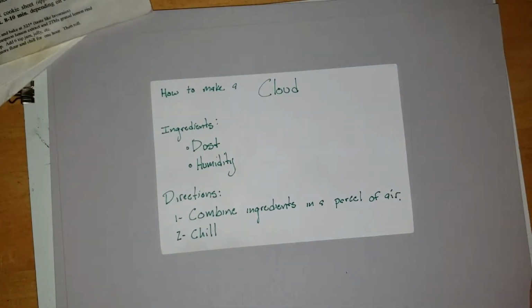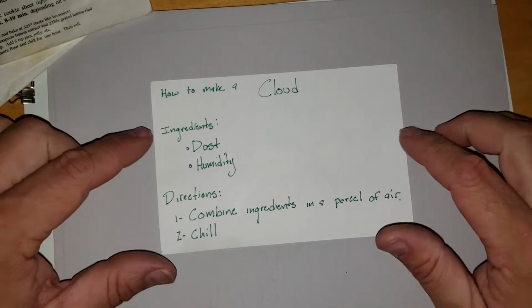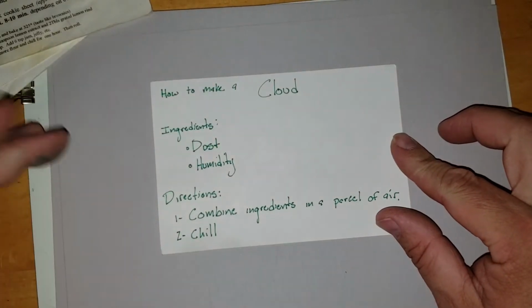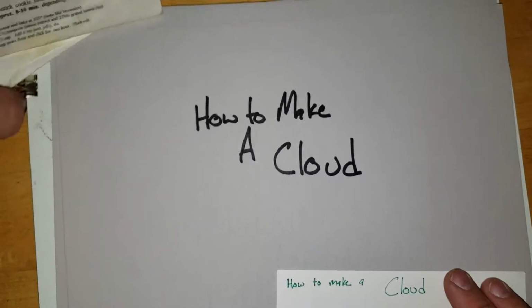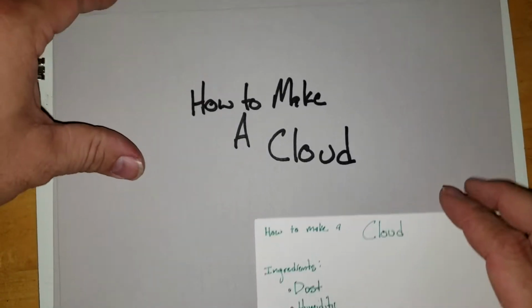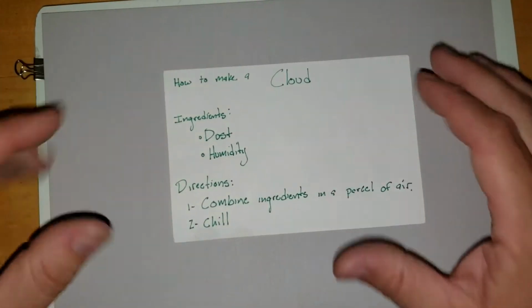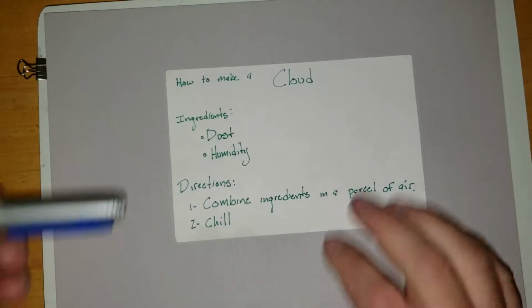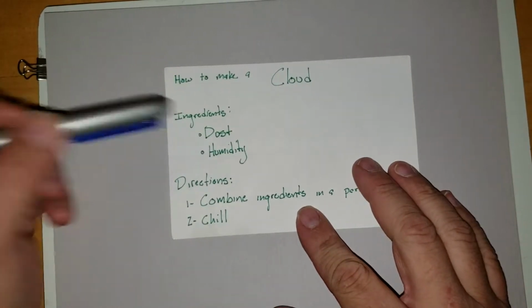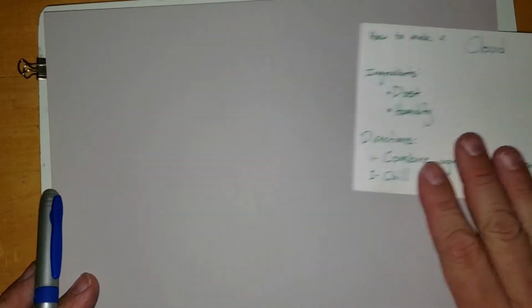Oh, this is what we need. We need the recipe card for how to make a cloud, because today we're going to be talking about how to make a cloud. This recipe card has a few great things on it. What it tells us is that in order to make a cloud, we need to get a few ingredients. The ingredients that we need include humidity and dust. So let's talk a little bit about those first.